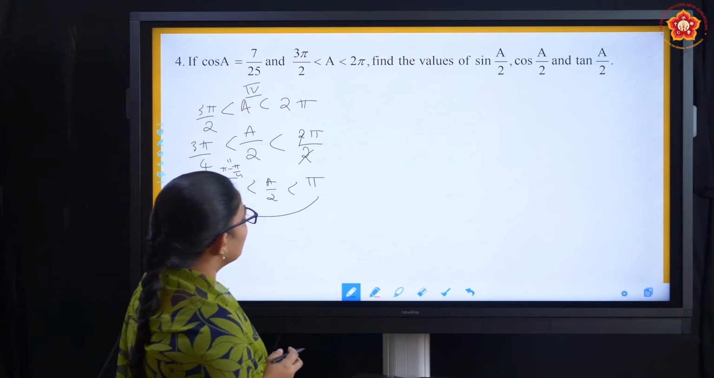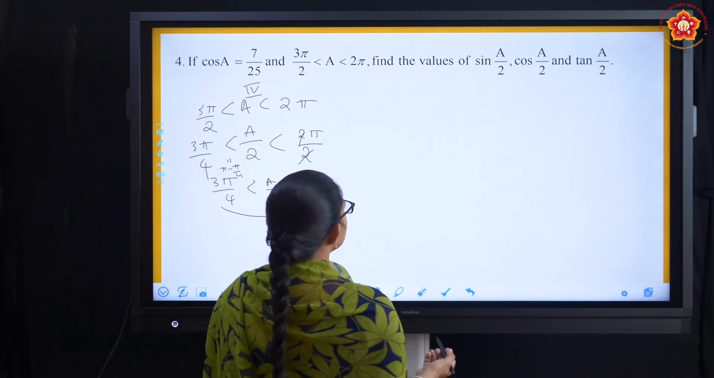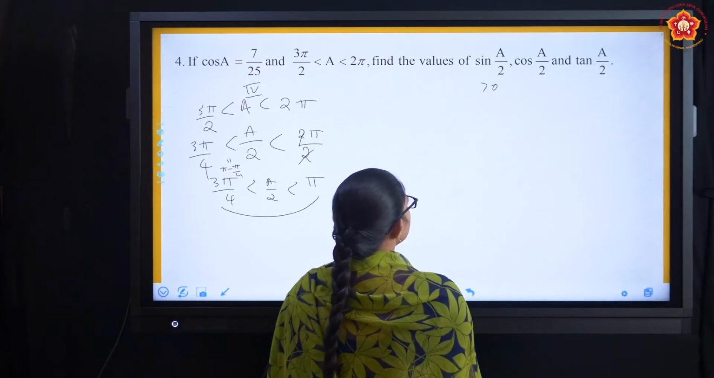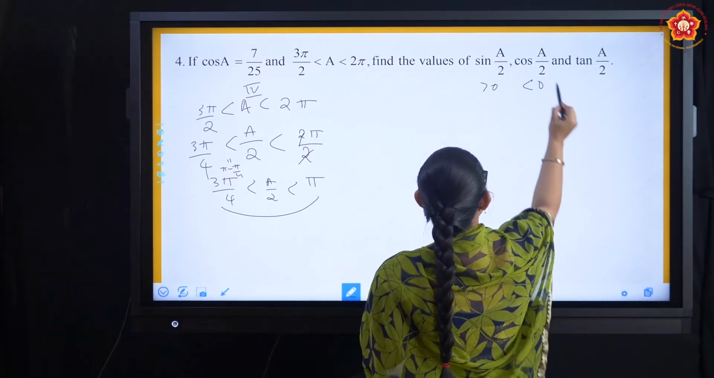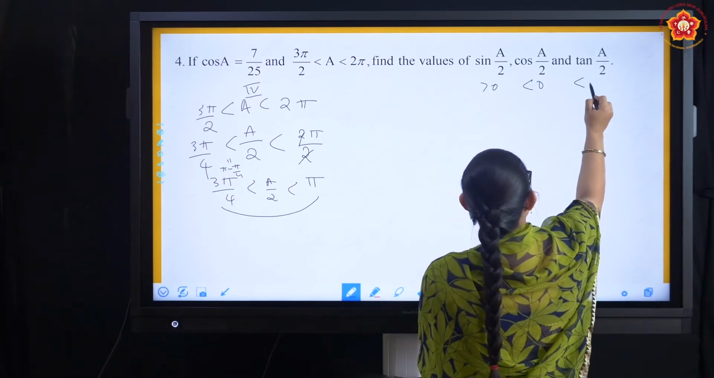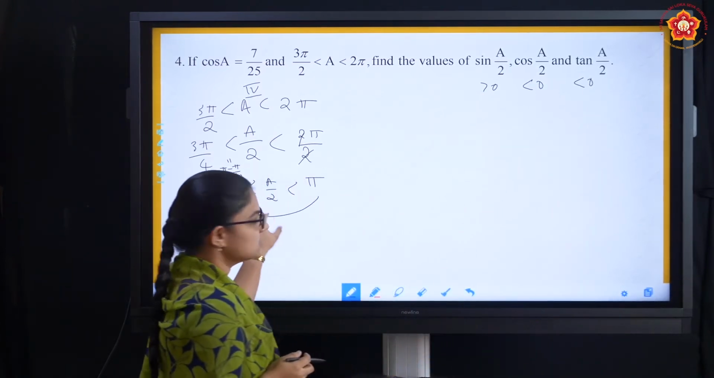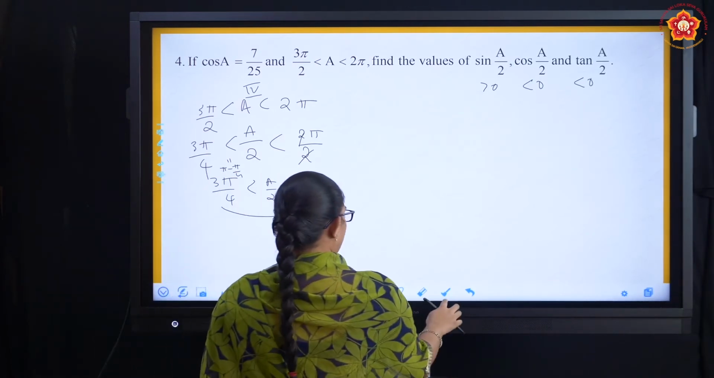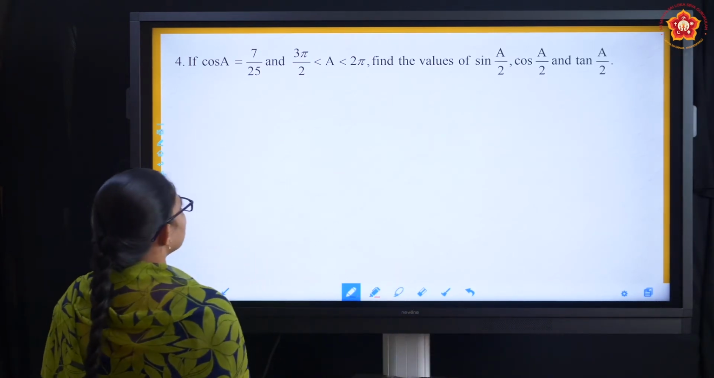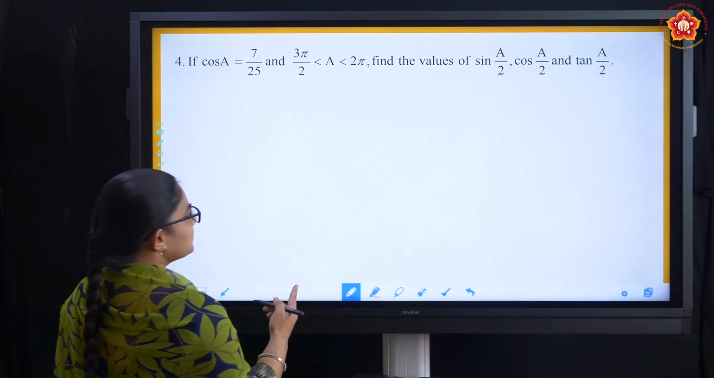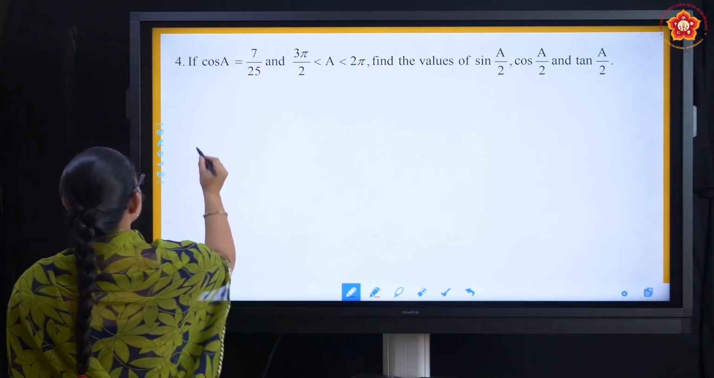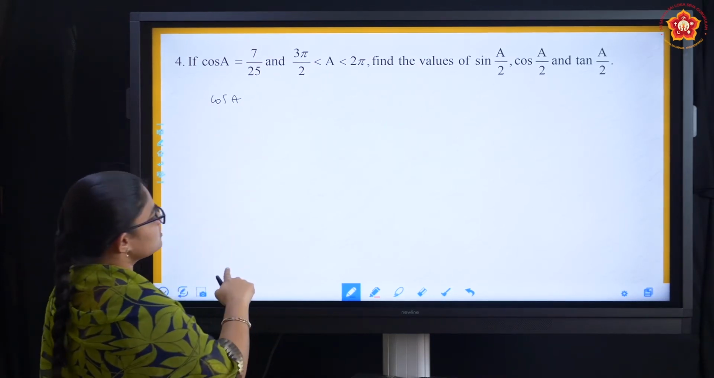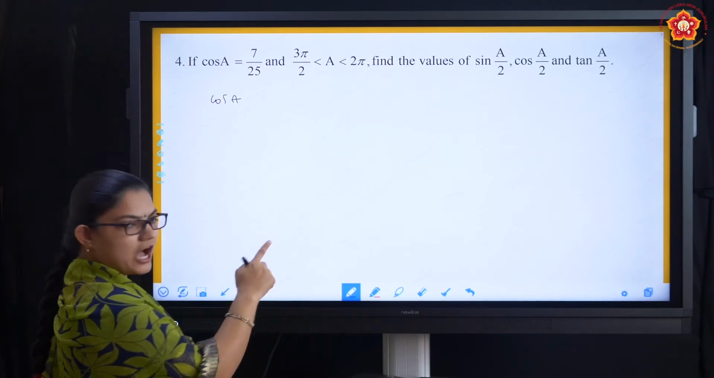So what we can say about sin, cos and tan? Sin A by 2 will be positive, cos A by 2 will be negative, and tan A by 2 also negative, since they lie in the second quadrant. So now we can find out its value. So we are asked to find out sin A by 2, cos A by 2, tan A by 2 by the given value cos A. So cos A is given. Now by using cos, we have to find the sin of half angle.